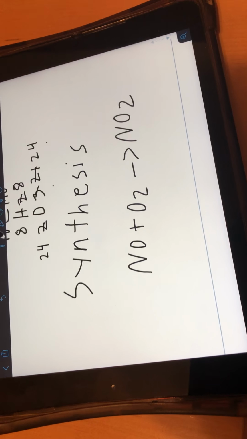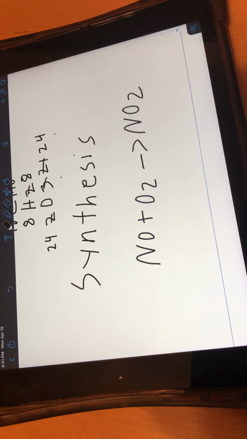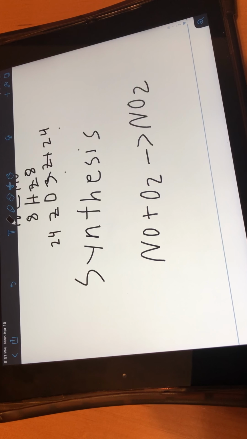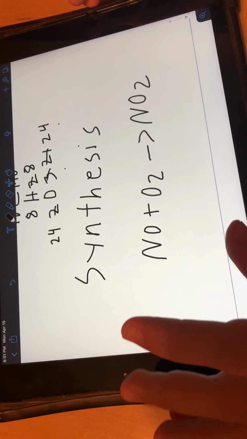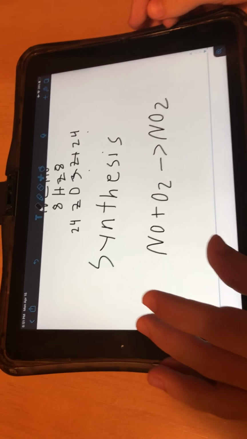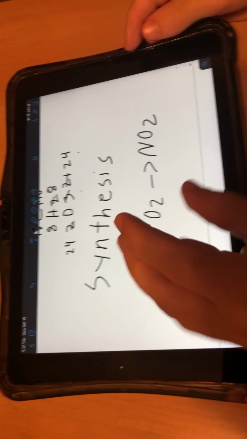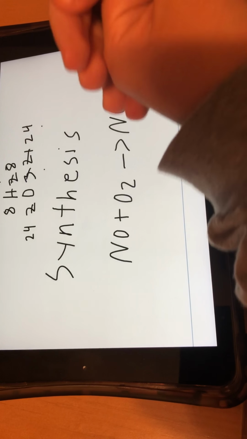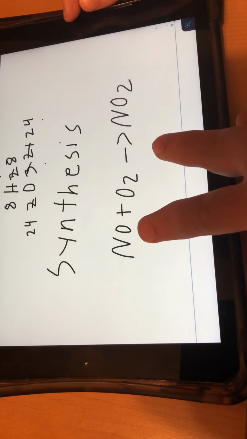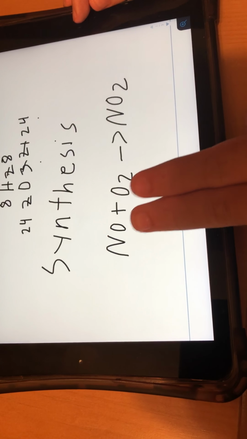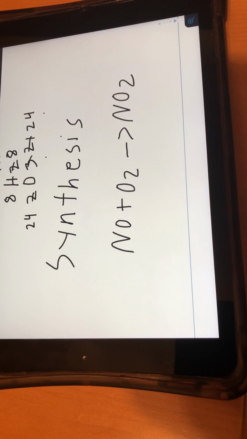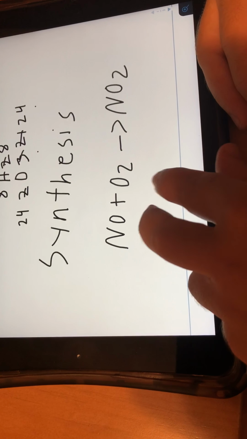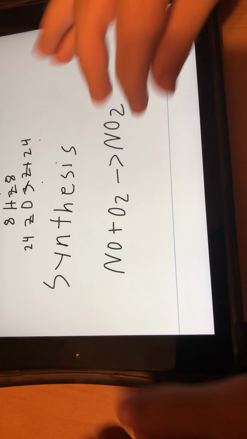So now we have our synthesis reaction. The normal, let's say, algebraic equation would be A plus B reacts to form AB. So both elements are going to combine to create one product. So you see here we have NO plus O2, and that's going to create NO2.